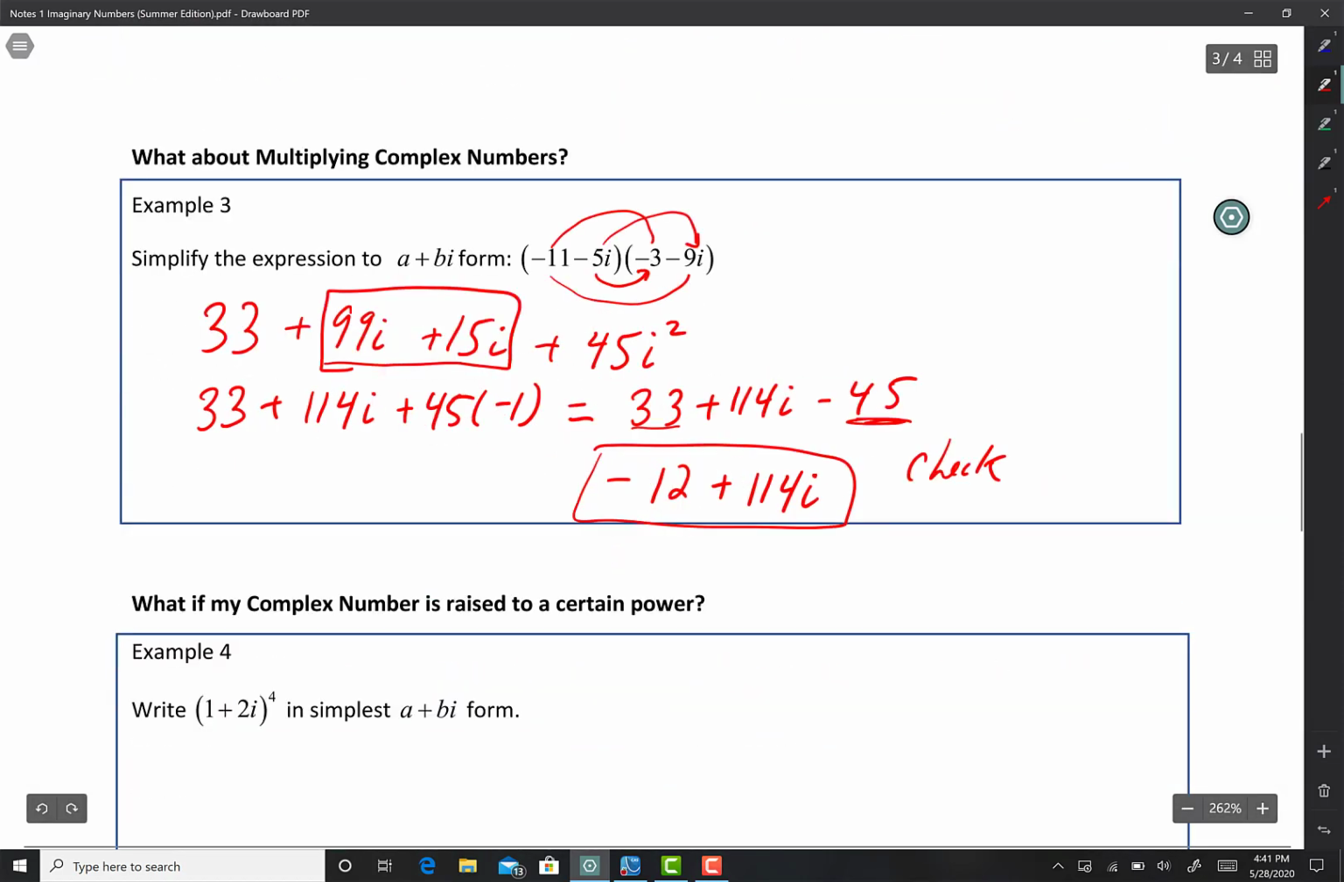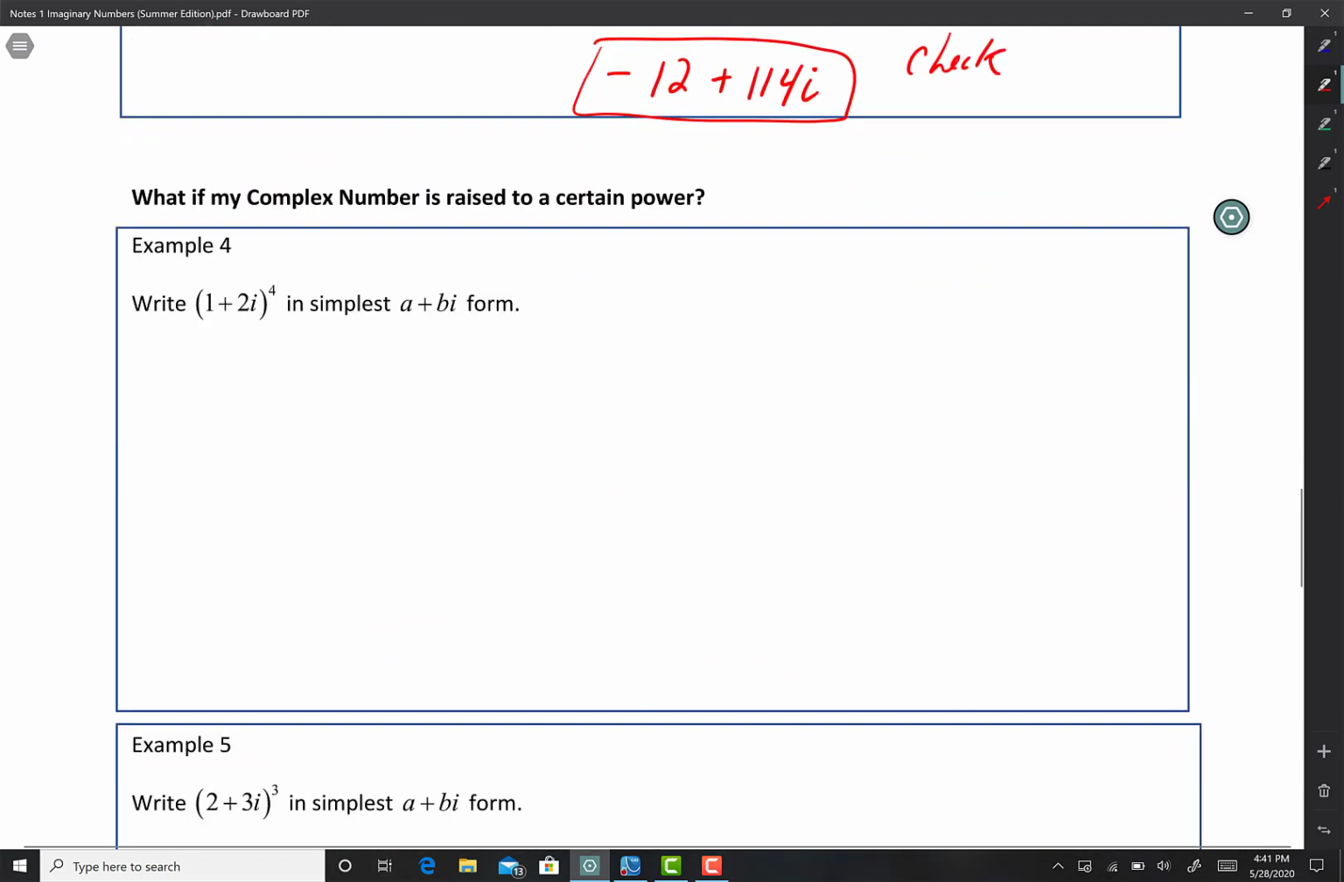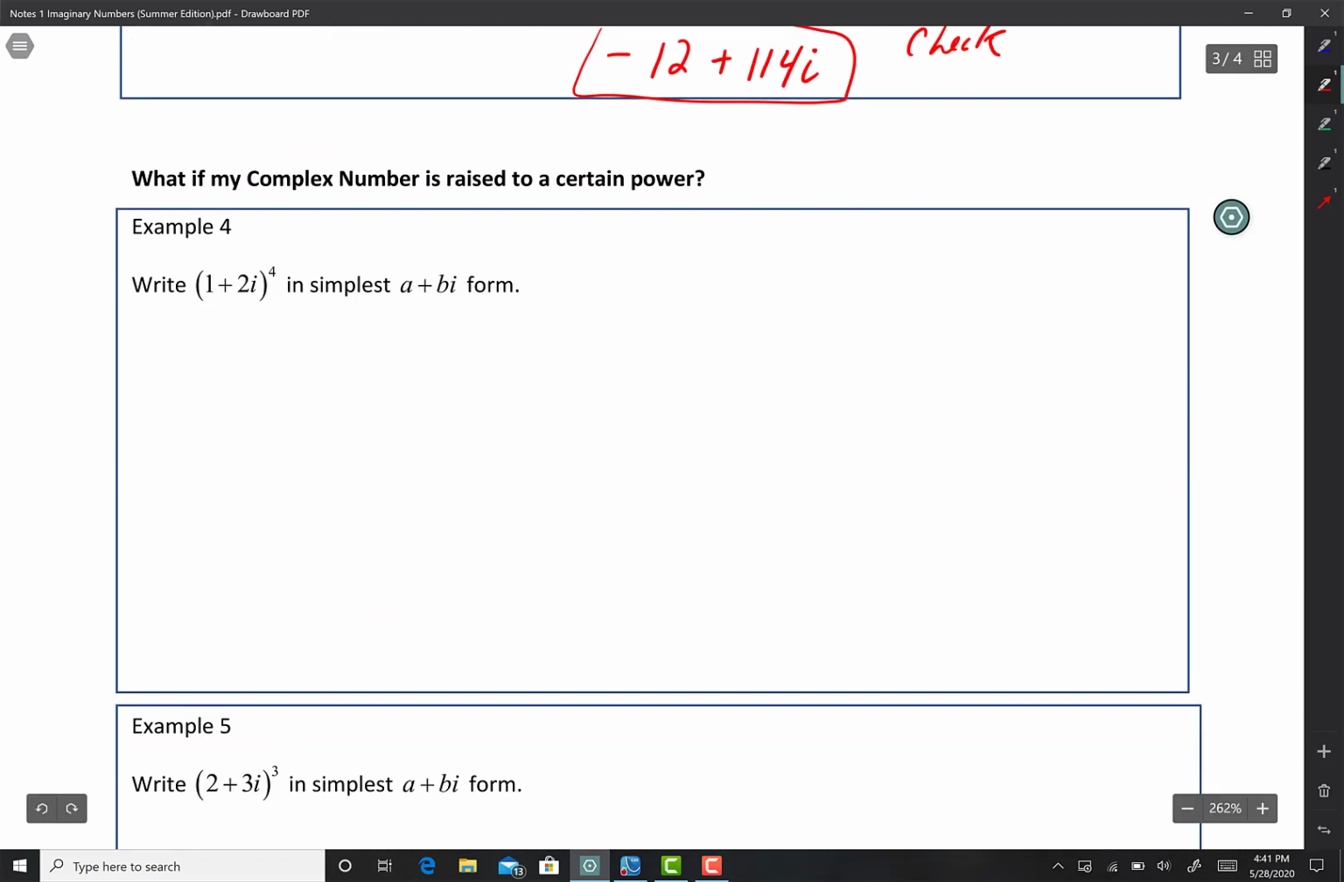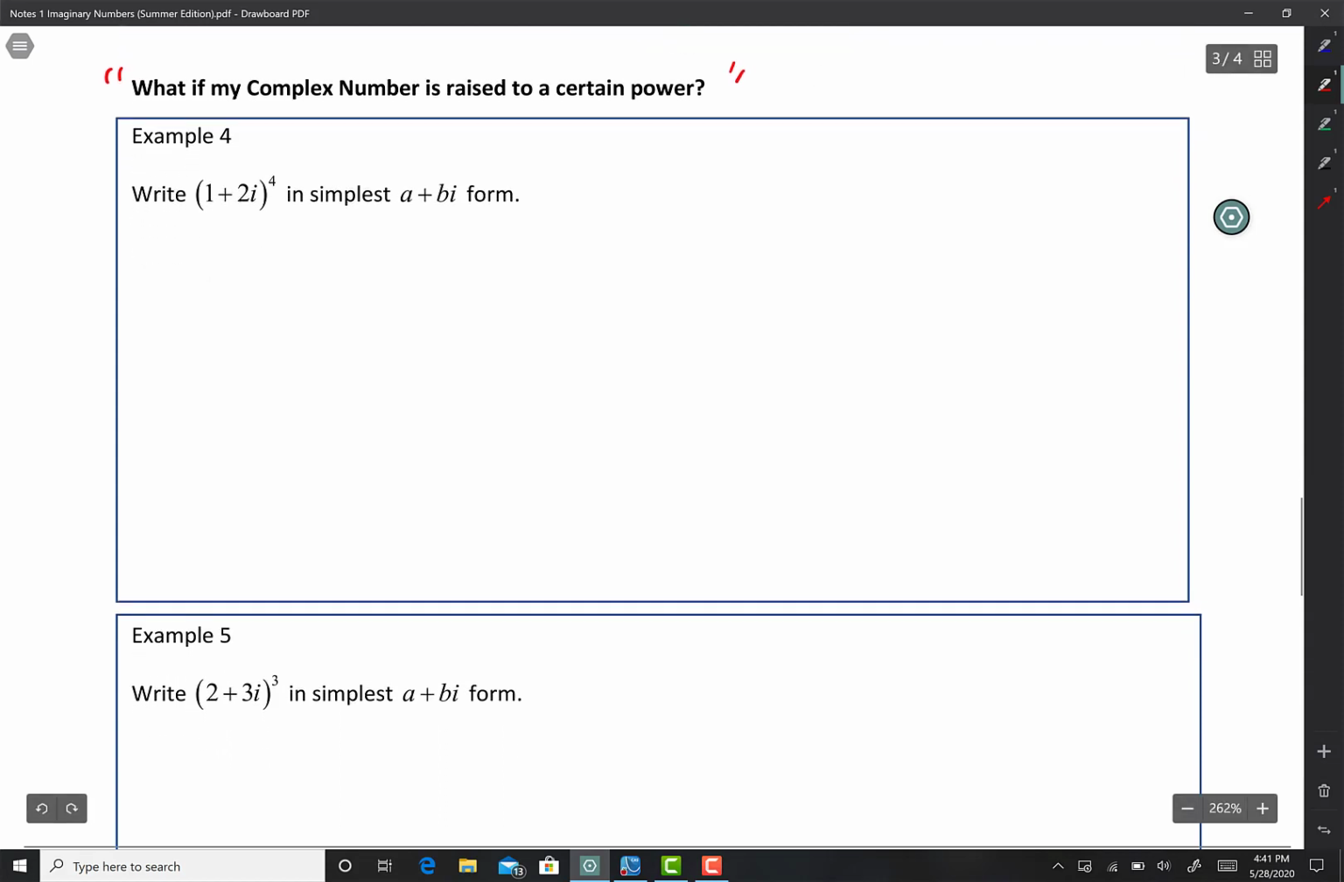All right, here we go. Let's go to the next one. So this is you guys. What if my complex number is raised to a certain power? Well, we just expand it. So 1 plus 2i raised to the 4th. You're always going to do it this way, guys, because of the pattern that imaginary numbers have. I know that you can probably use Pascal's triangle, but don't, not in this situation. So you'll see what I'm talking about. 1 plus 2i, 1 plus 2i, 1 plus 2i.